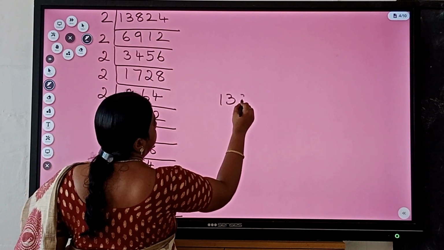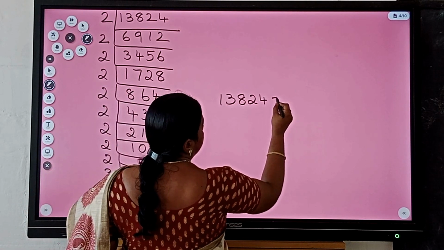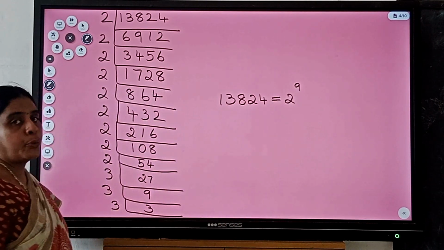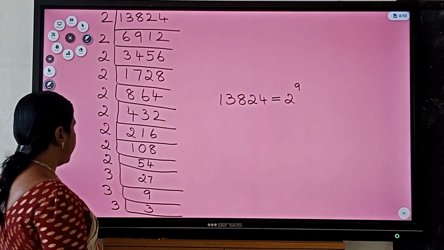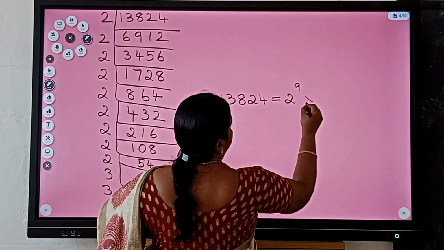So finally I can write 13,824 in terms of 2. That is, we have 9 2s, so we write it as 2 power 9. And how many 3s? 1, 2 and 3. So there are 3.